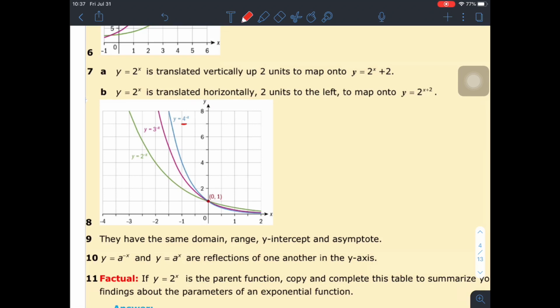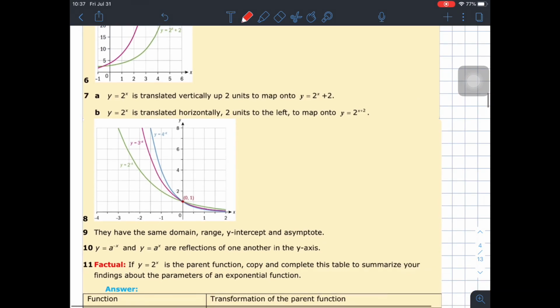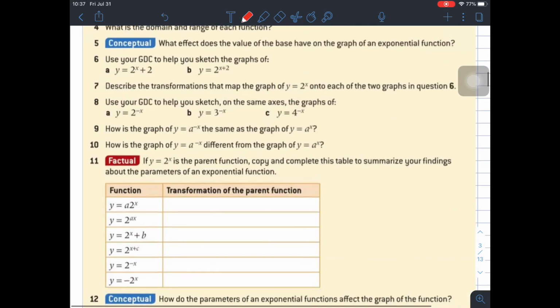So once again, what changes with the base is the steepness of the function. The greater the base, the steeper it will be. Okay, then we have number 9. How is the graph y equals a to the power of negative x the same as the graph of a to the power of x?